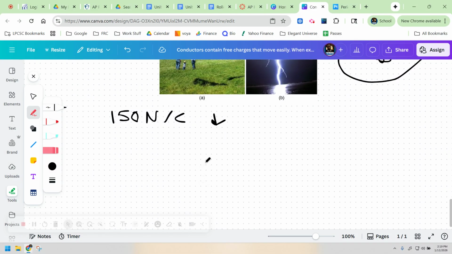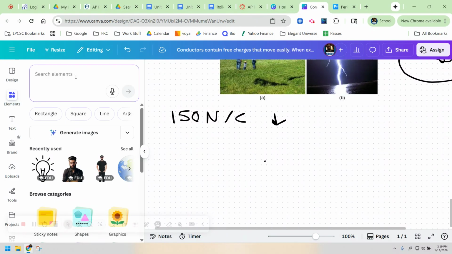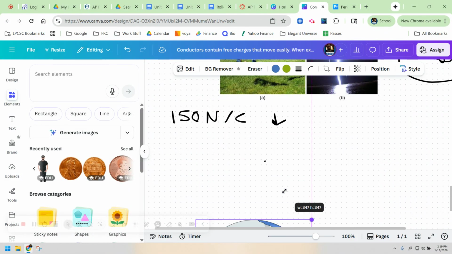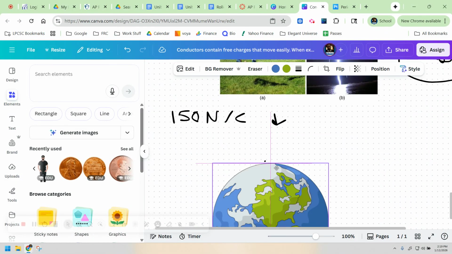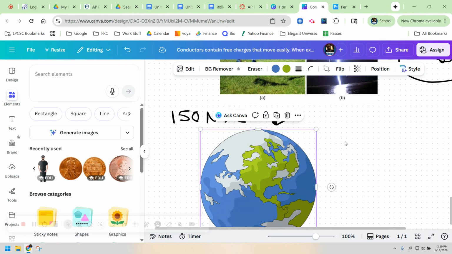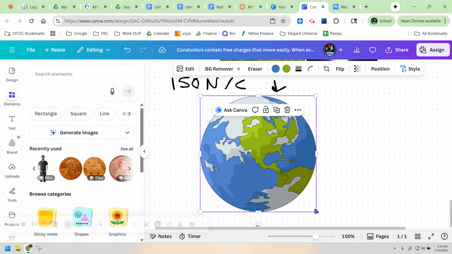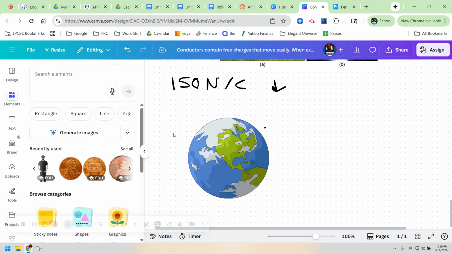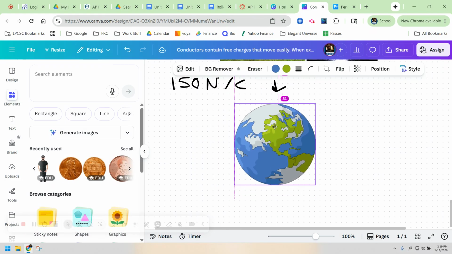Well, let me draw Earth. I don't want to draw Earth. I haven't been doing so good with my drawings lately. Oh, there it is right here. Perfect. So we have this coming down toward, let me put the Earth right there so you can kind of see it.